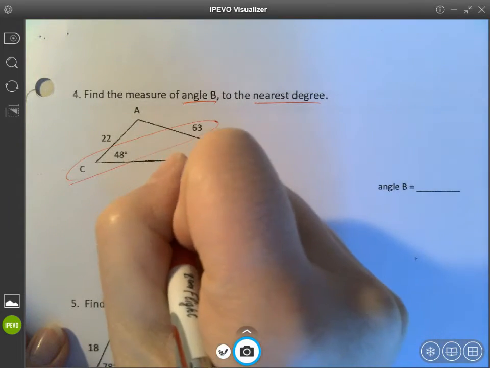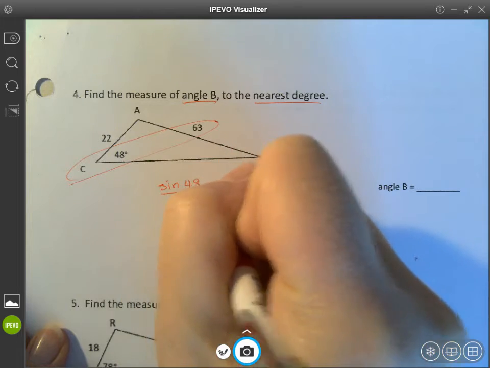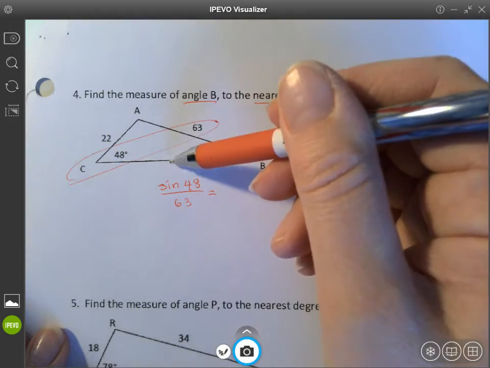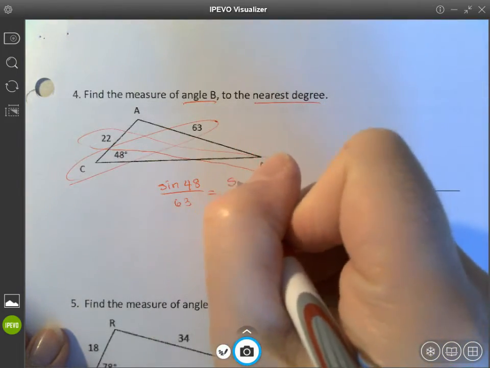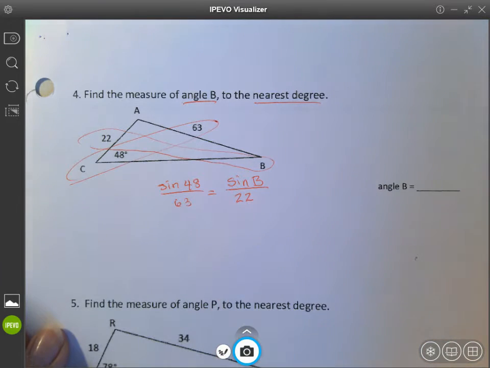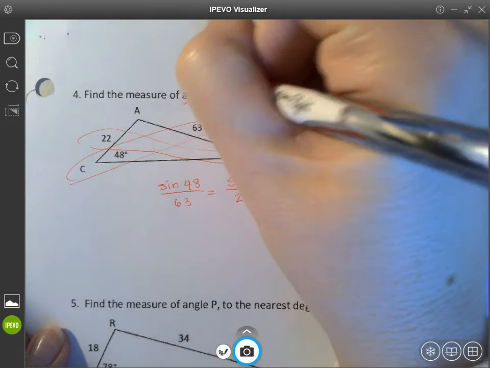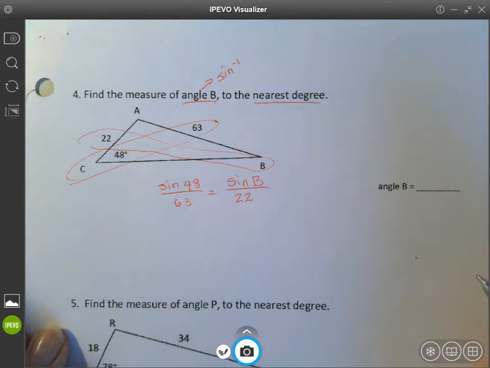Okay, so here's what I know. I can use the sine of 48 and pair it with 63, and that would equal... I don't know anything about angle A and I don't know anything about side A, but I do know that I'm looking for angle B. I'm going to pair that up with the opposite side, 22. I still have the same setup. The difference is I'm looking for an angle. And anytime I'm trying to find an angle, I'm going to use sine to the negative 1. I'm going to use my inverse sine at the end.